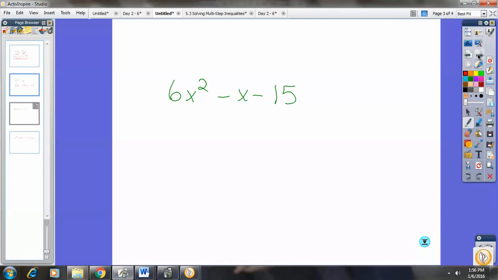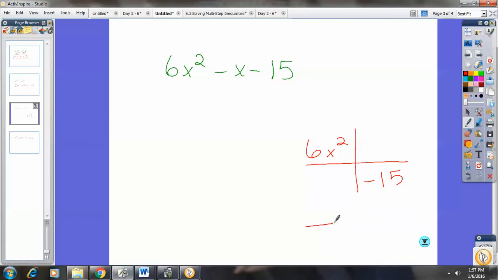It looks like a little box though. It is the box method. Now, I want you to be careful because I want you to also look for greatest common factor first. If there is a greatest common factor, we need to perform that before we do our box. I don't think there is a greatest common factor here. So, go ahead and set up your box. In the top left-hand corner, we'll put 6x squared. In the bottom right-hand corner, we'll put our last term, negative 15.